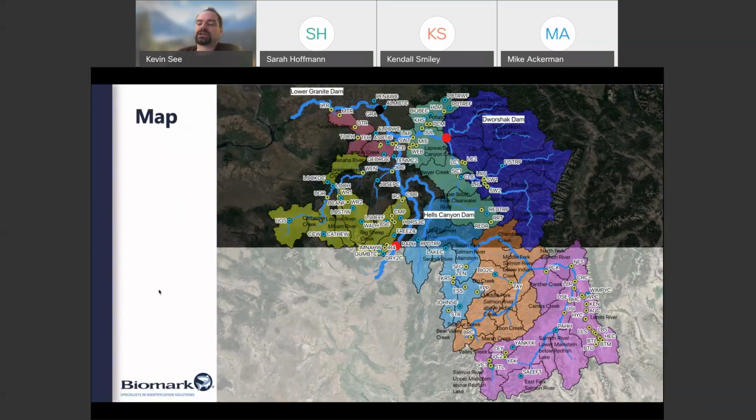And maybe that'll become clear. I'll show at the end some examples of other places we've developed these models, and you'll get a sense for how many sites are in each of those as well. Out of all the examples we've done, this is probably the largest area and the largest number of sites.